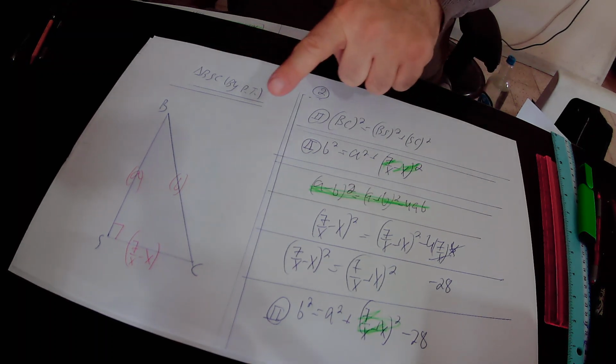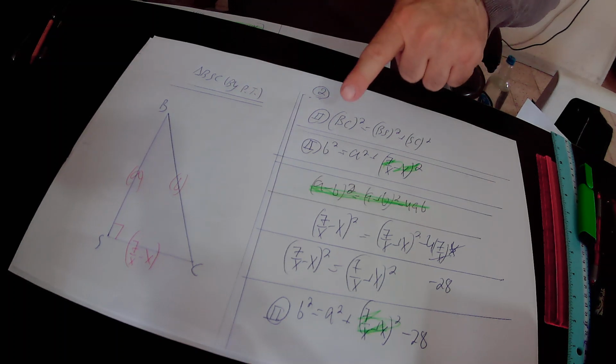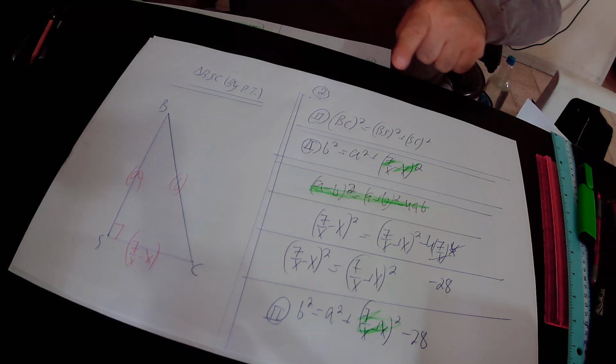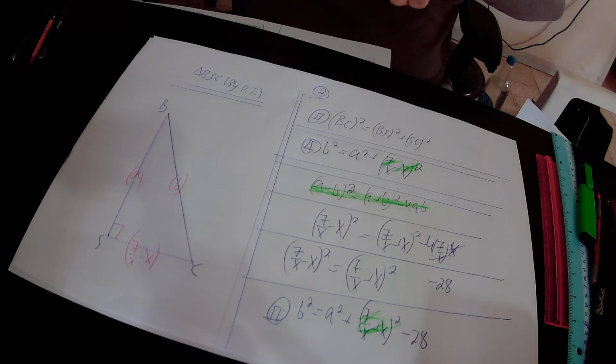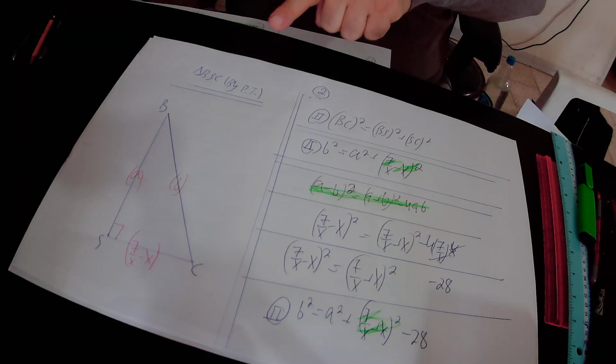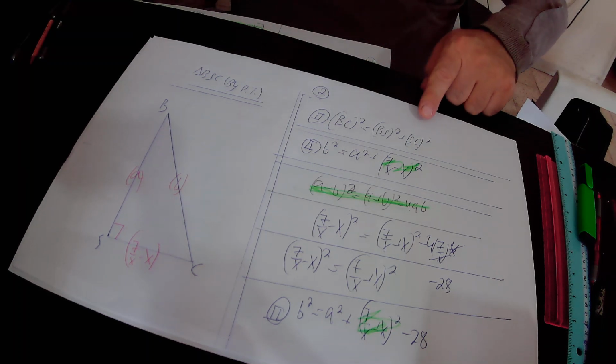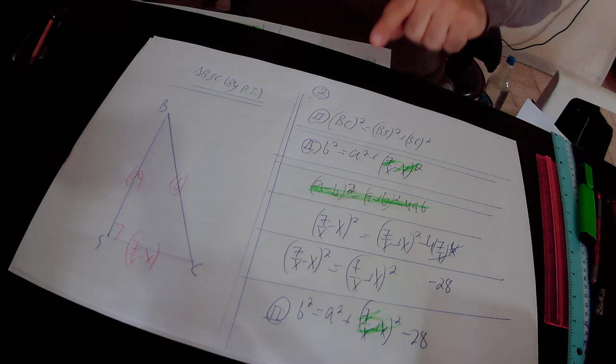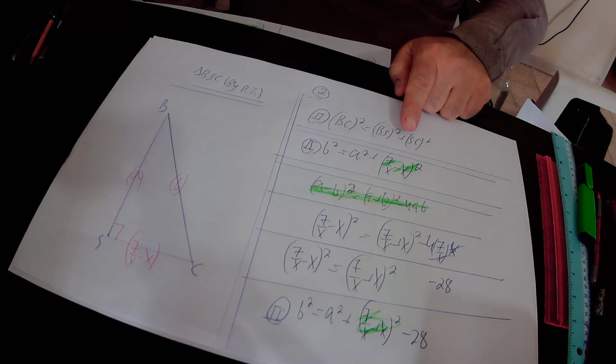So BC is B, therefore BC square is B square, and it equals BS square. BS is A, therefore BS square is A square, plus SC square. SC is 7 over X minus X, therefore SC square is (7 over X minus X) square. So according to equation 2, we found out that B square equals A square plus (7 over X minus X) square.